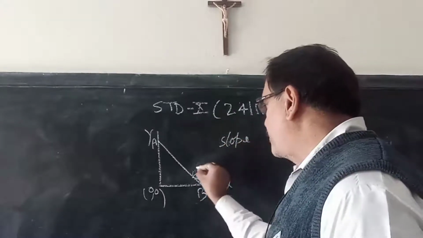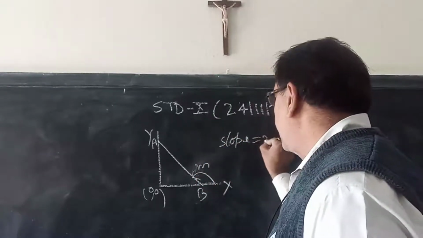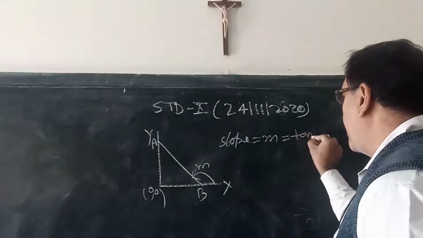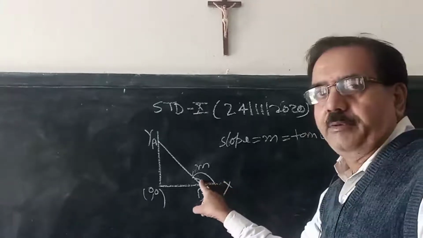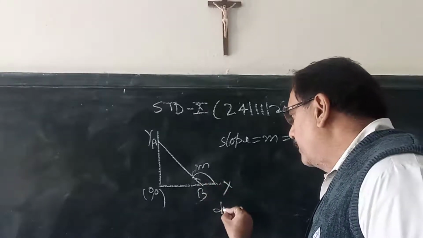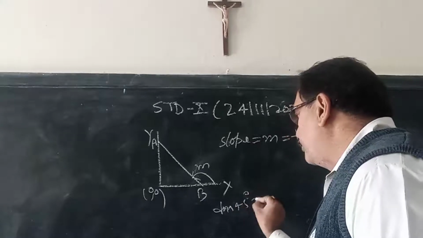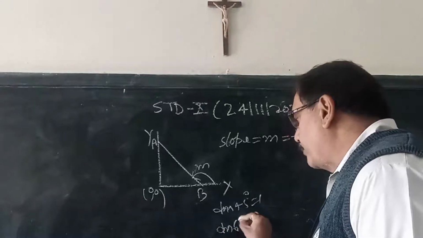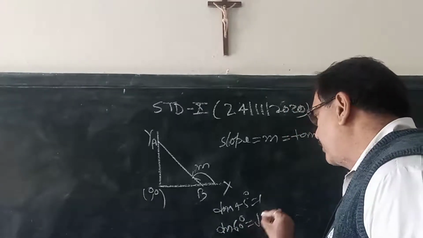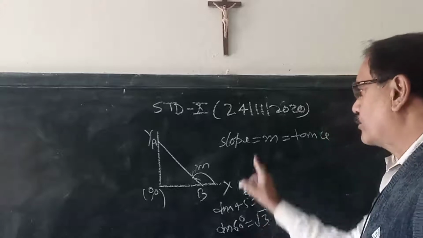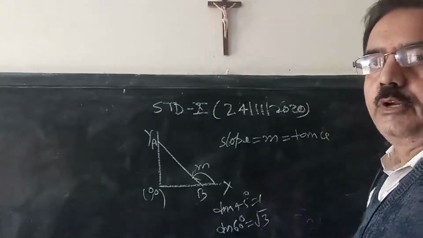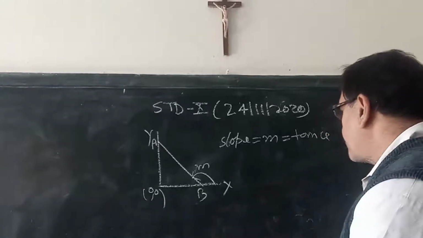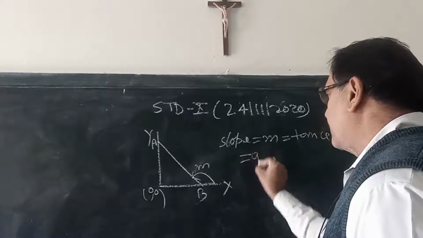This slope is denoted by m. This is equal to tan theta. When theta is given as 45 degrees, what is the slope? We will put tan 45, that is 1. When theta is given as 60 degrees, we will find the slope after putting the value. The tan 60 is root 3, so the slope is root 3. So slope, denoted by m, is equal to tan theta, and it is also known as gradient.